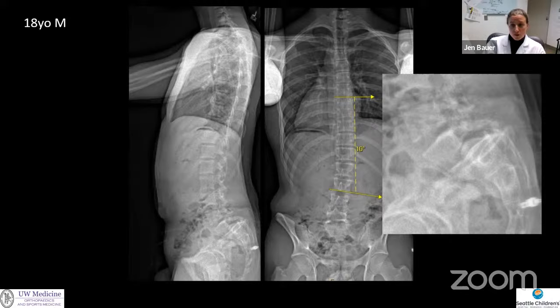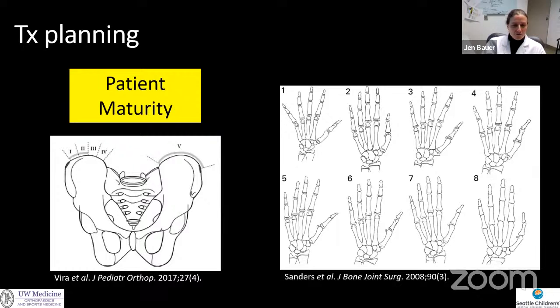So now that we've made sure it's idiopathic scoliosis, how do we treat it? There's two main points that matter. One, what is the patient's maturity? Because what we want to know is how much more growth do they have left? If they have a lot of growth left, the curve's going to get a lot bigger. If they have no growth left, the curve might not get any bigger. The best way that we can decide what a patient's maturity is, is by looking at radiographs and looking at their growth plates. We used to really rely on the Risser score, which is on the left here.